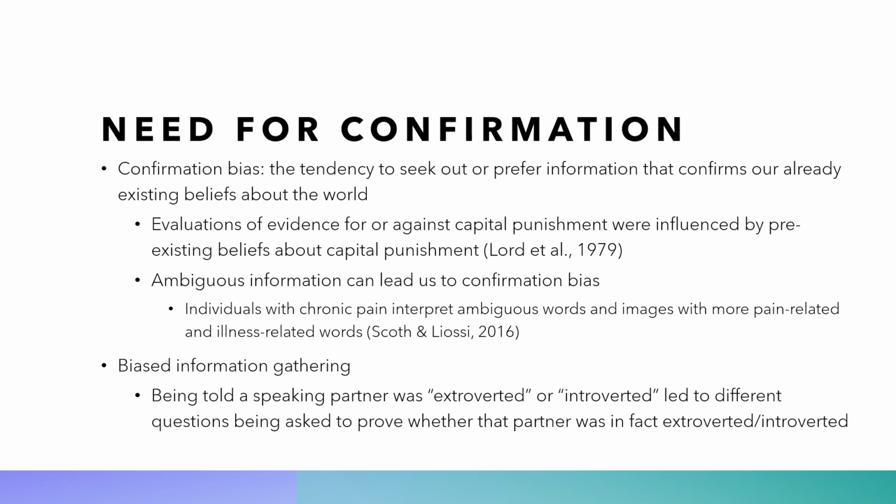Need for confirmation also likely drives biased information gathering. So one study that I forgot to cite here, sorry about that, found that being told a speaking partner was extroverted or introverted led to different questions being asked to prove whether that partner was in fact extroverted or introverted. So what I mean here is that they took a bunch of participants, told them they would be talking with someone, said they're extroverted and you should confirm that. And so, of course, participants had this hypothesis and they only went forward trying to confirm that hypothesis.